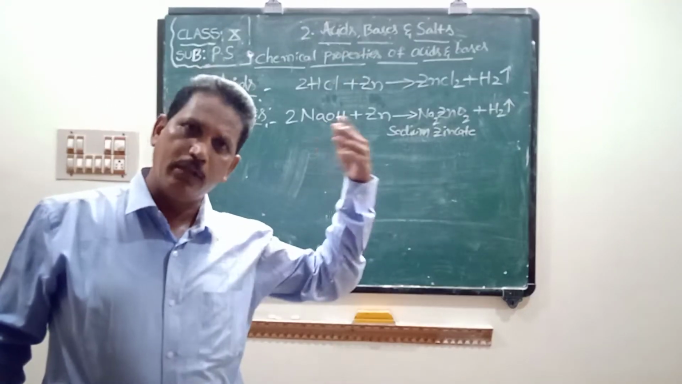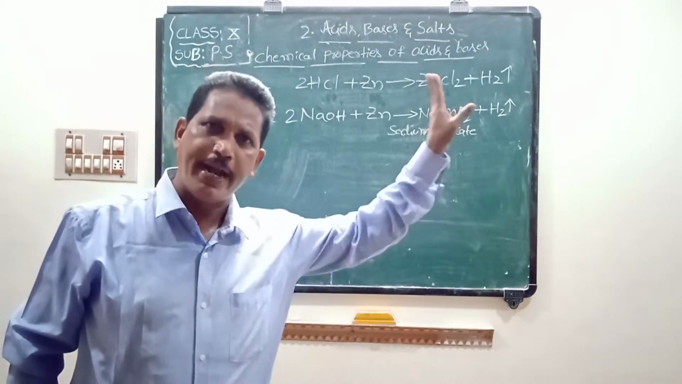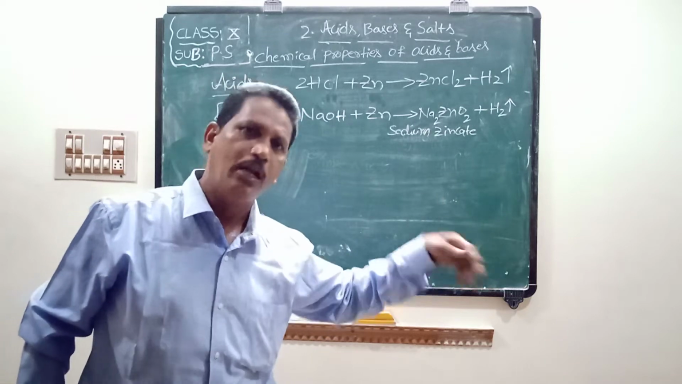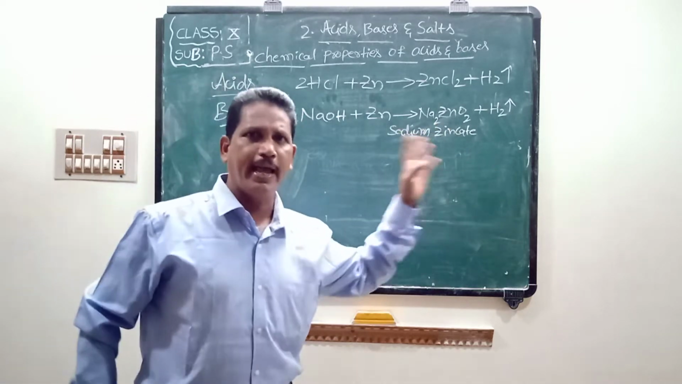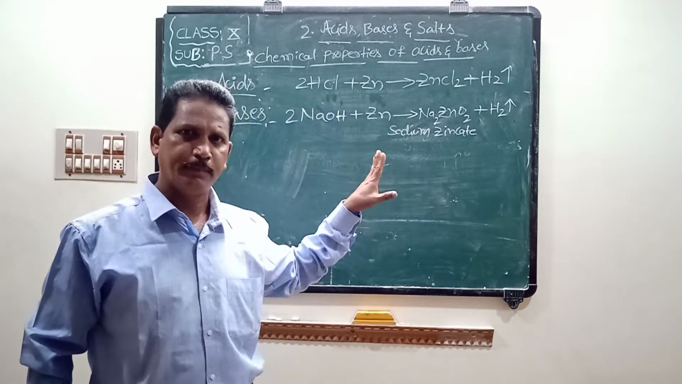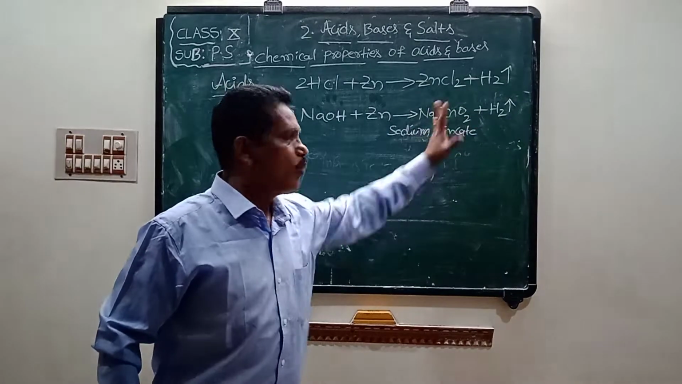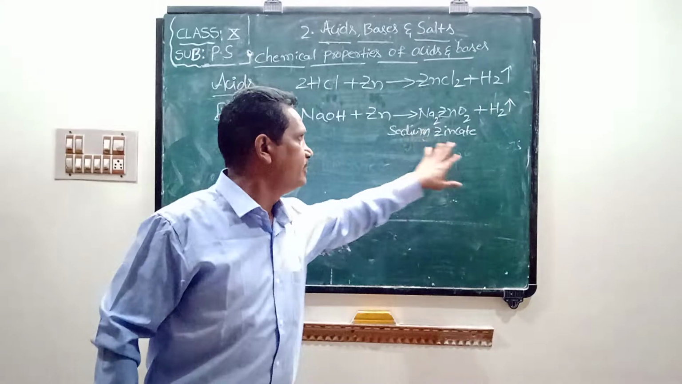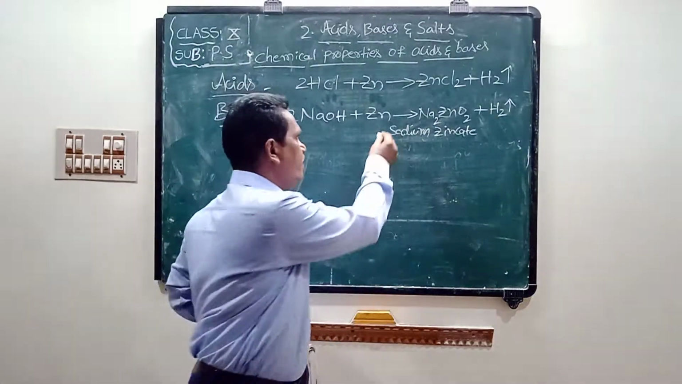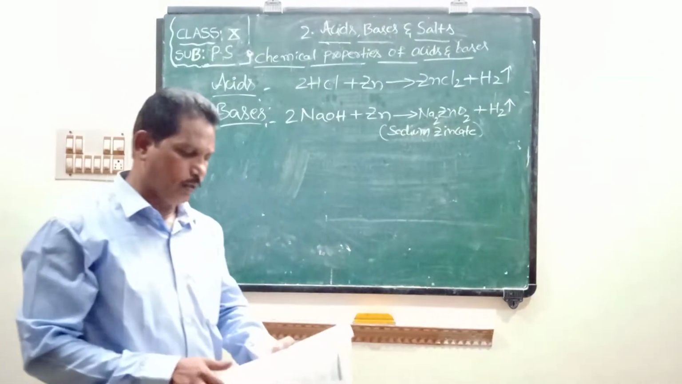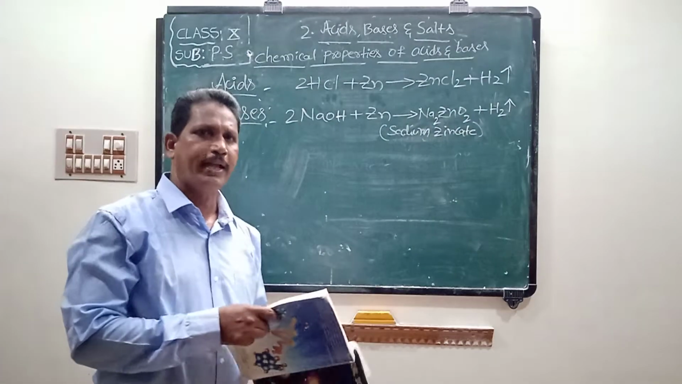Acid reacts with any metal to liberate hydrogen gas. Bases also react with any metal to liberate hydrogen gas. Okay, this is Na2ZnO2, the formula of sodium zincate. Okay, students, so same diagram, same process.